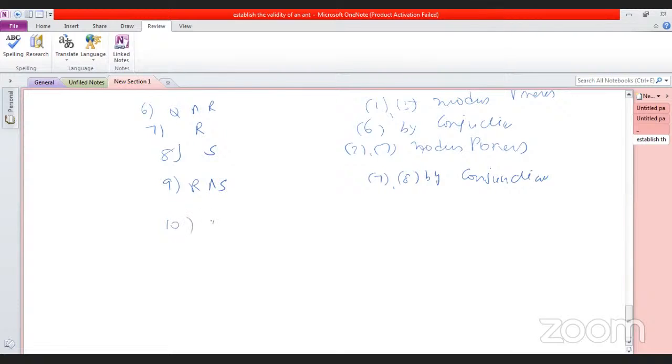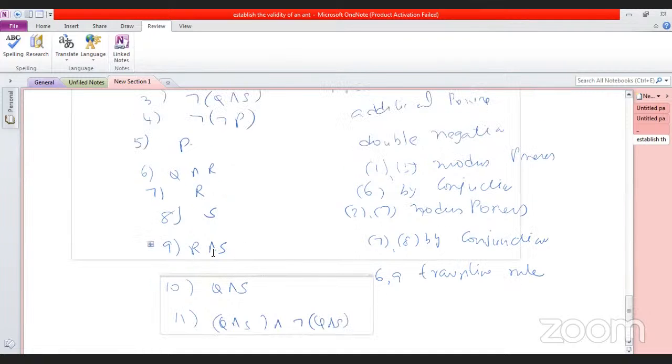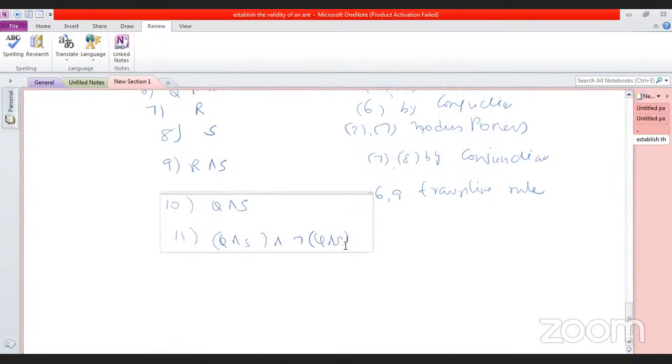So the 10th one we are taking here, Q and S. So therefore 6 and 9, transitive rule. So 6th and 8, we have taken here transitive rule. And the conditions Q and S and negation of Q and S we are writing. This is a separate one from 3. What is the 3rd condition here? 3 is negation of Q and S, a premise. So therefore, with the 10th condition Q and S, by transitive rule, 3 and 10, we can take the conjunction here.